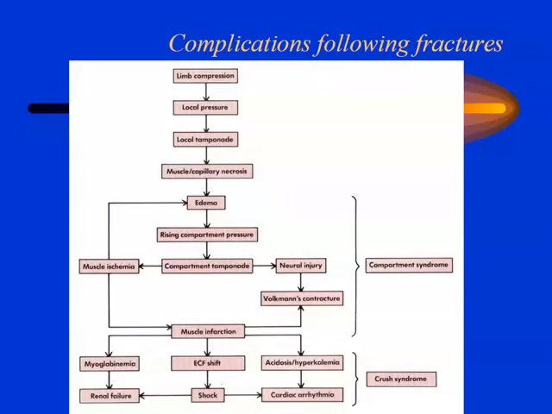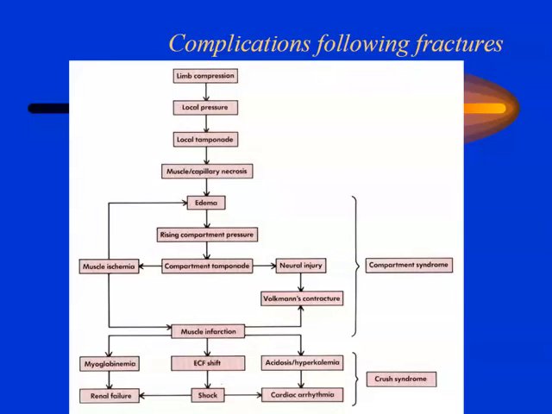Can cause a contracture that's called Volkmann's contracture, can cause muscle infarction. That's a compartment syndrome. If it goes on to cause breakdown of your myoglobin that shows up in your blood, that's myoglobinemia or rhabdomyolysis.